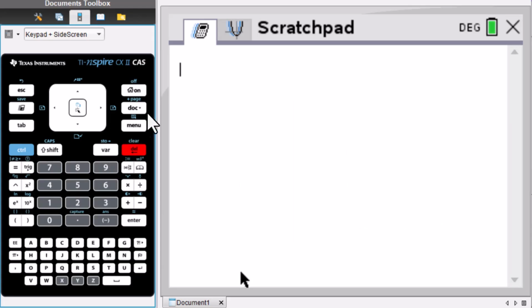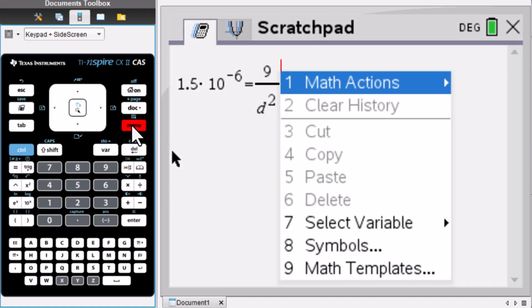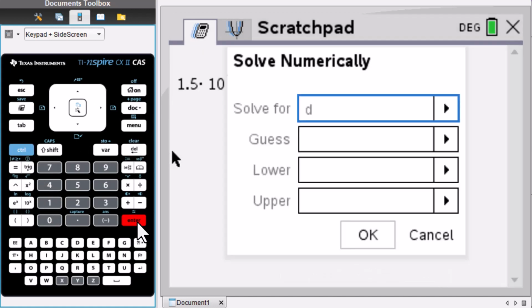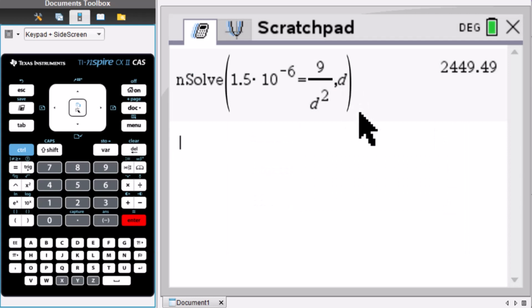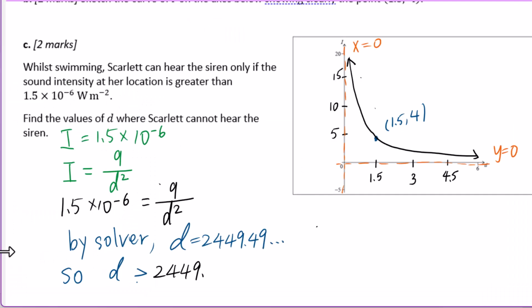Let's type equation into this calculator. Control menu. Enter, enter, enter. D equals 2449.49. So when D greater than 2449.49 meters, Scarlett cannot hear the siren.